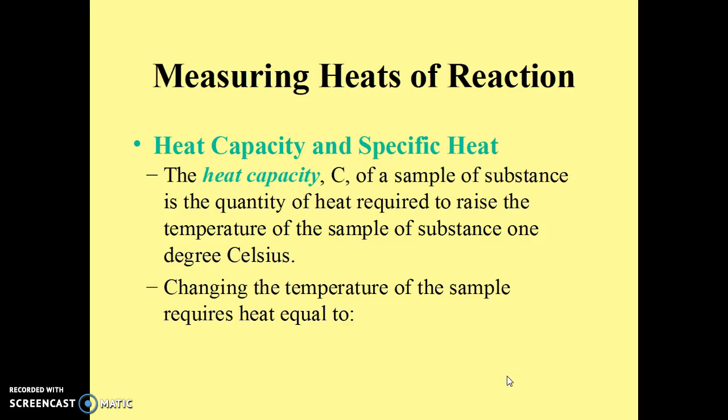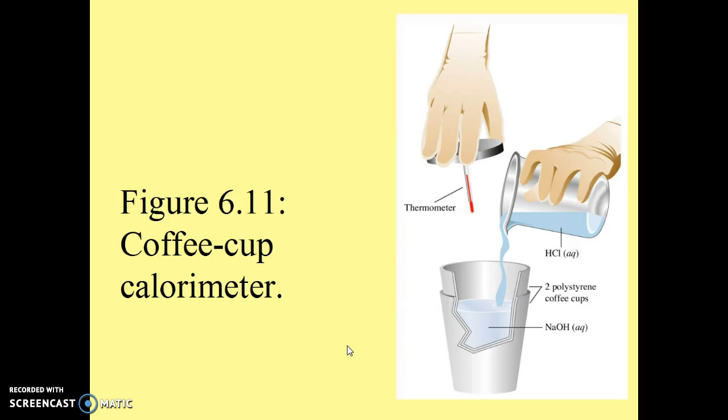Changing the temperature of the sample, then, requires a heat equal to Q. Q, again, is our symbol for heat, and that's equal to C times delta T. This is the coffee cup calorimeter that is frequently used, even in colleges, because the two styrofoam or polystyrene coffee cups are mostly air, and so they offer an excellent way to insulate from outside heat and isolate the system pretty much from any environment other than what you put in the cups, usually water.